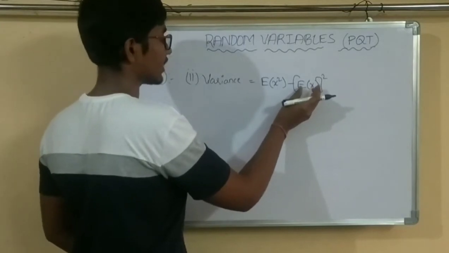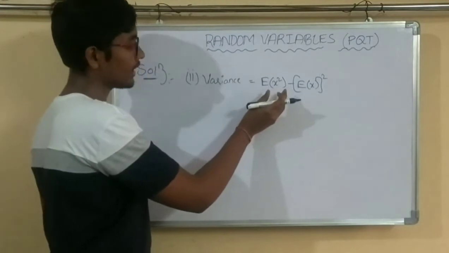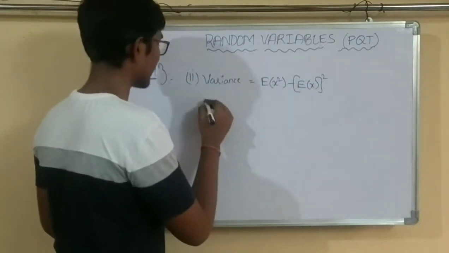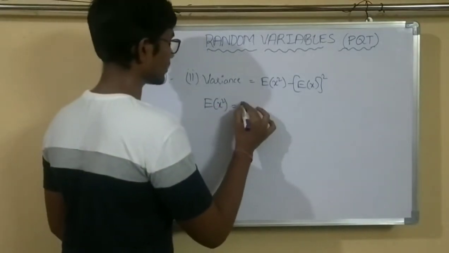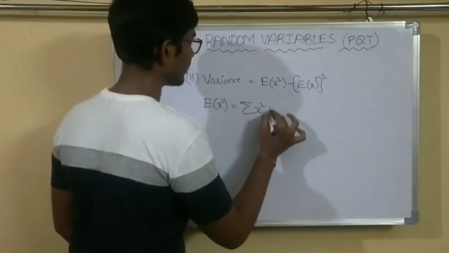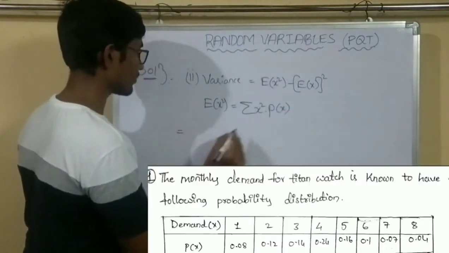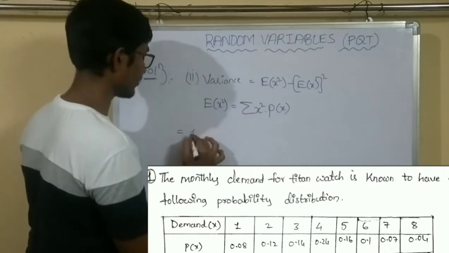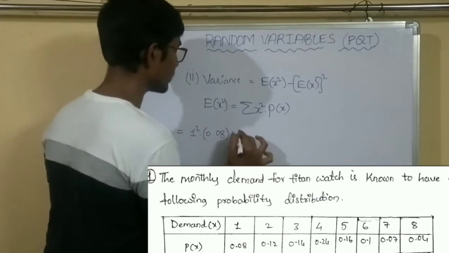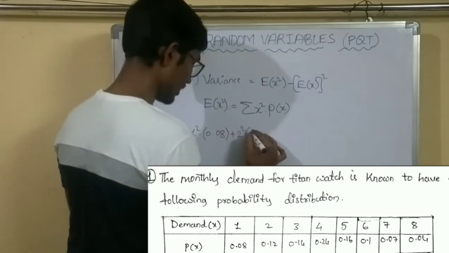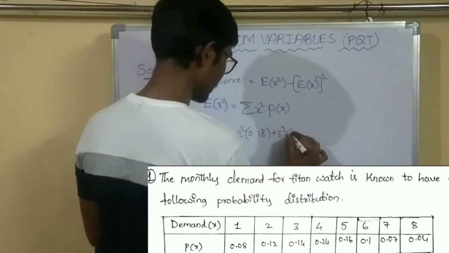So the value of this is the mean itself, but now we have to find expectation of x square. So expectation of x square is the summation of x square into p of x, right? So the value will be x square. For the first value, for value 1, x square is 1 square and p of x will be 0.08. And for x value 2, it is 2 square and p of x value is 0.18.